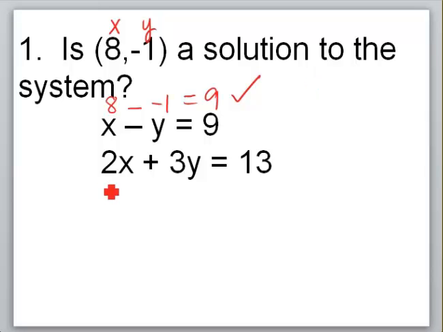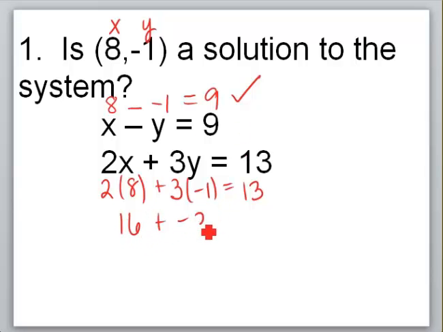Now the second one, we have to take 2 times the x and plug in the 8, plus 3 times the y, which is negative 1, equals 13. Well, 2 times 8 is 16. 3 times negative 1 is negative 3. Does this equal 13? Yes, it does. Because it works for both equations, we can say yes, it is a solution.